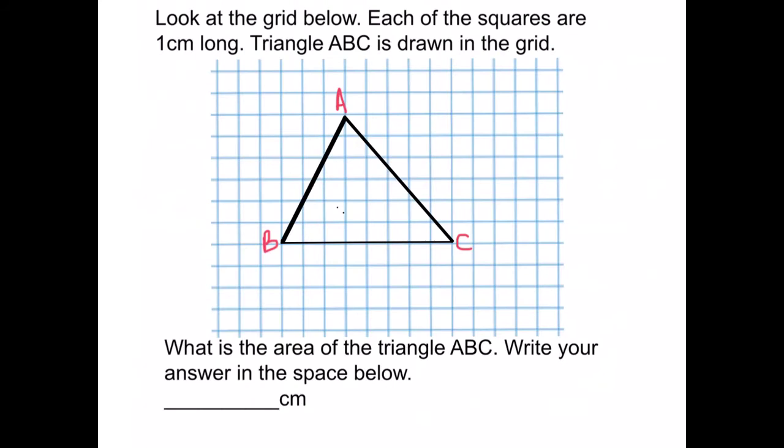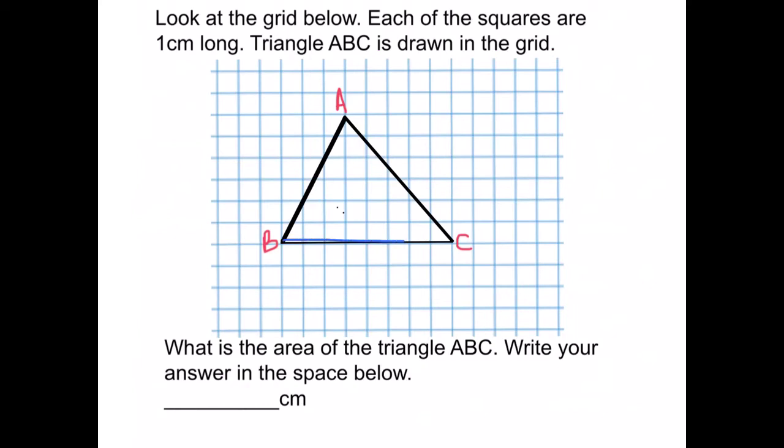This is an exam question found in a transfer paper. So the question wants us to look at the grid below. Each of the squares is 1 centimeter long. Triangle ABC is drawn in the grid. So we have to work out what the area of the triangle ABC is. We have to write our answer in the space below. It's important that we write onto the triangle the lengths that we know and the lengths that we need.